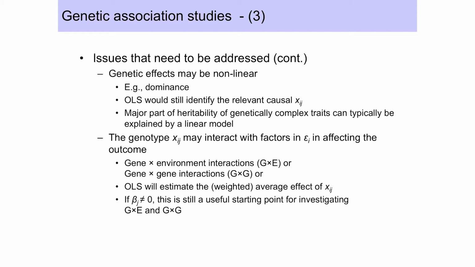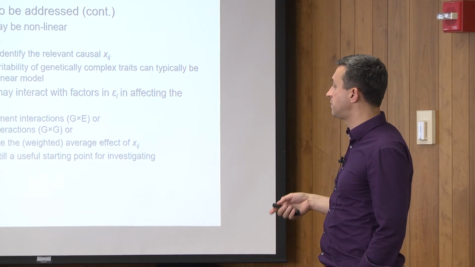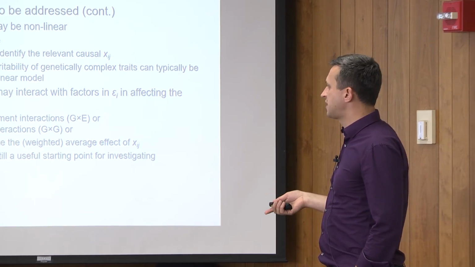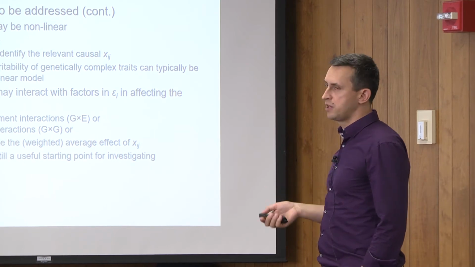Also, I pointed it out earlier, there's a possibility that a genotype may actually interact with various factors that are in the error term. This may be either environmental or genetic effects that are ignored because we're not running everything at the same time. If that's the case, OLS will give us the weighted average effect of that X. That's still useful as a starting point, because if we estimate that the beta of that genetic marker is not 0, this is a useful starting point for investigating if there is a G by E or a G by G effect. Okay.